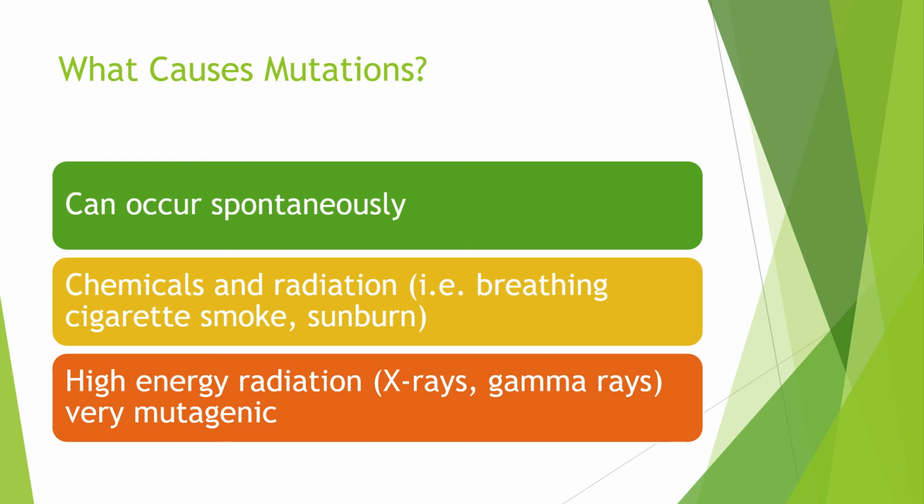Mutations can occur spontaneously during DNA replication or transcription. Luckily, in eukaryotes, our DNA polymerase is very accurate, so this tends to be a rare occurrence, but it can happen. Chemicals and radiation, such as cigarette smoke and sunburns, can also cause mutations. And high energy radiation, like X-rays and gamma rays, tend to be very mutagenic, which means that they can cause a lot of mutations with relatively little exposure.